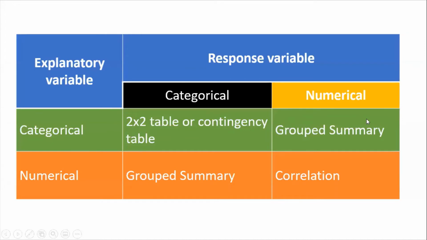So you can do a numerical summary grouped by each category. Say we want to look at the age group by sex. You summarize age based on the categorical value, male and female. This is the same here, numerical and categorical: you use group summary. When you have numerical and numerical, you use correlation. So that is the general idea, and then we will see how we do this in R.